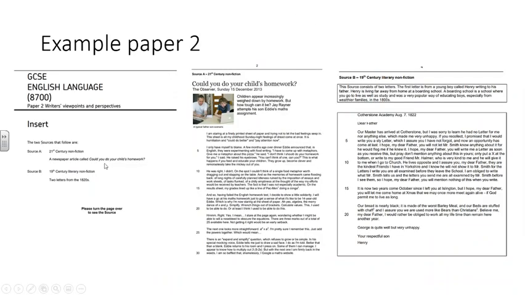Paper 2 is slightly more complicated. Remember, we looked at the differences between viewpoints and perspectives, and if you can understand that, that's the essence of the paper. So in this case, you've got a modern article about could you do your child's homework, and it's basically saying that homework is now becoming an increasing problem. And then there are 2 letters, I've only put 1 here for now, about somebody in 1822 talking about school. And again, they're very different in terms of viewpoint and perspective.